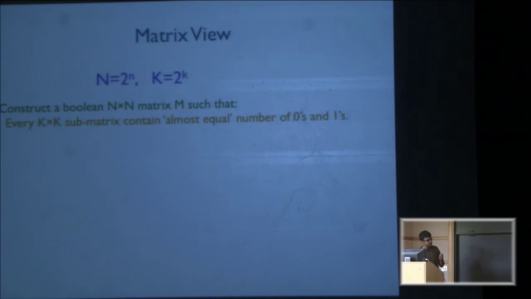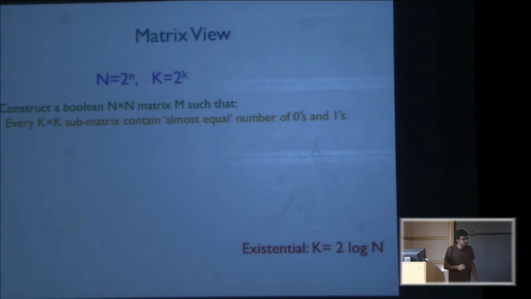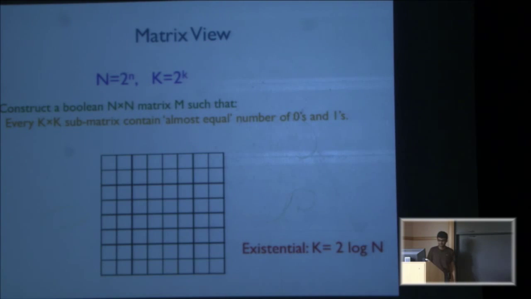And the question now is to construct a Boolean n cross n matrix such that every k cross k submatrix almost contains an equal number of zeros and ones. So essentially, each entry would be the output of the extractor. And the matrix M is the table of the extractor. So not just construct, but give an efficient construction of that.